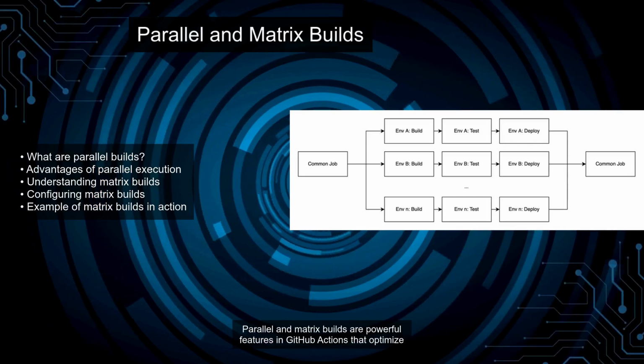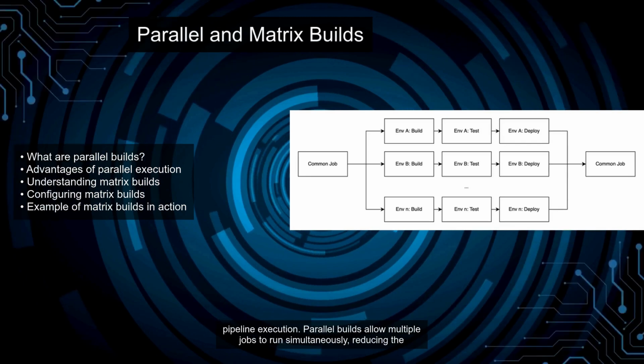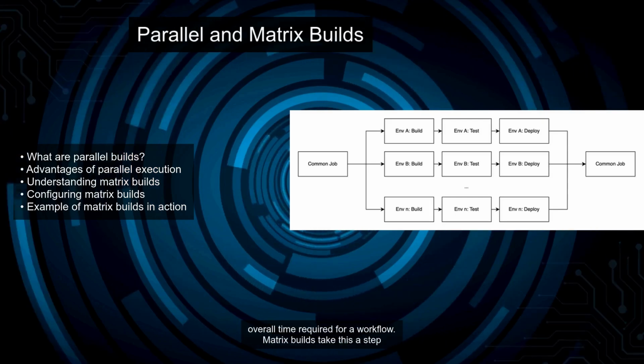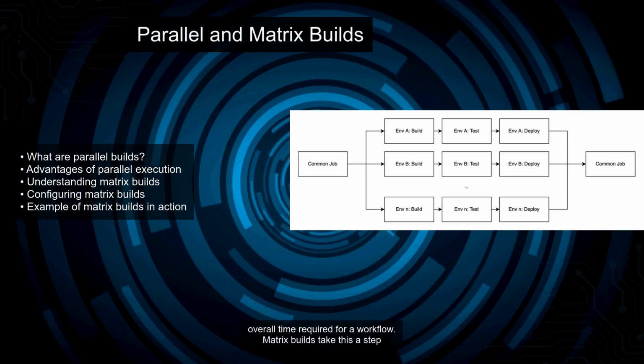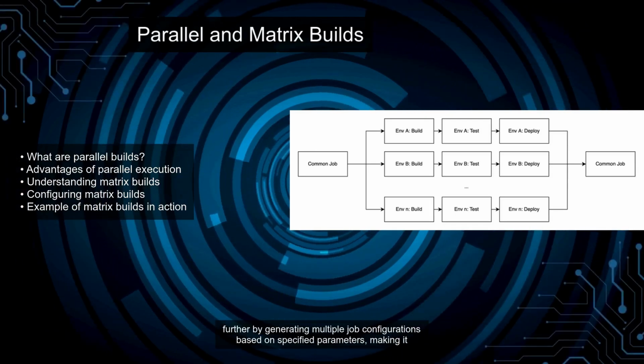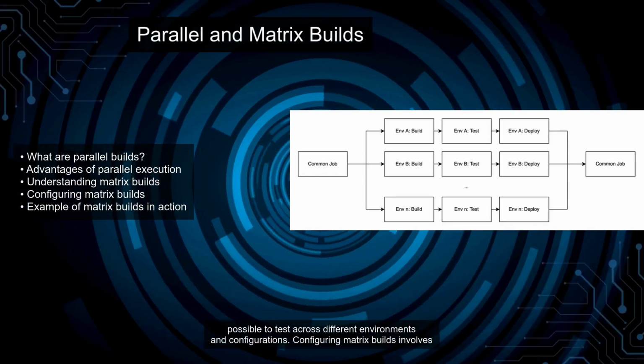Parallel and matrix builds are powerful features in GitHub Actions that optimize pipeline execution. Parallel builds allow multiple jobs to run simultaneously, reducing the overall time required for a workflow. Matrix builds take this a step further by generating multiple job configurations based on specified parameters, making it possible to test across different environments and configurations.